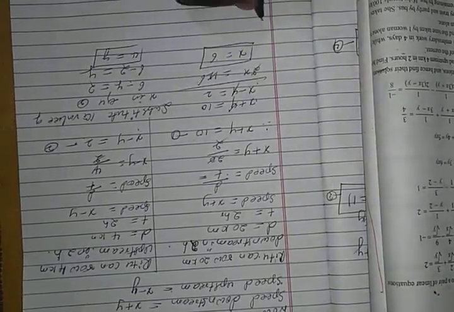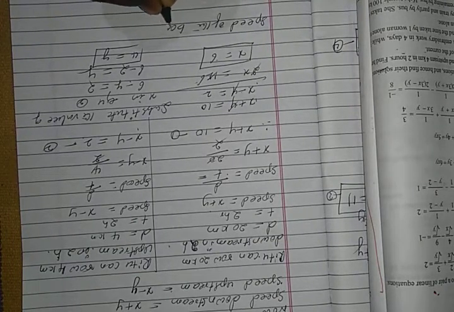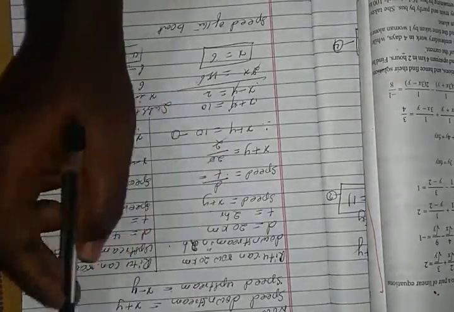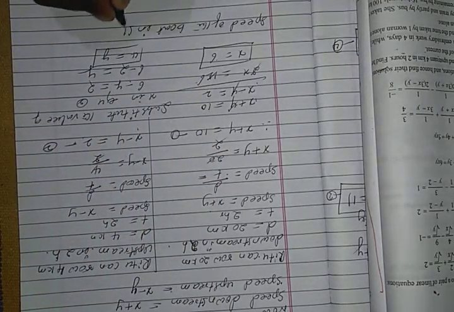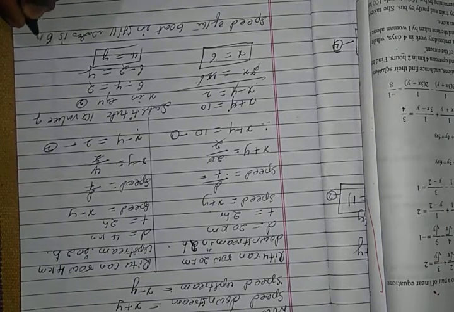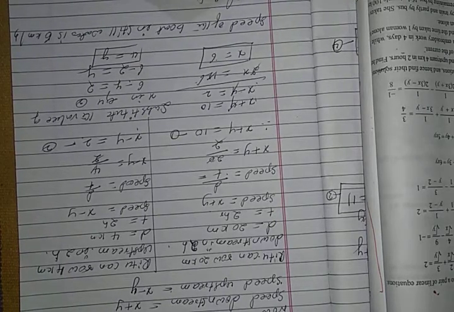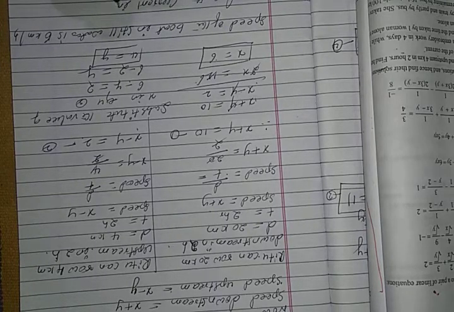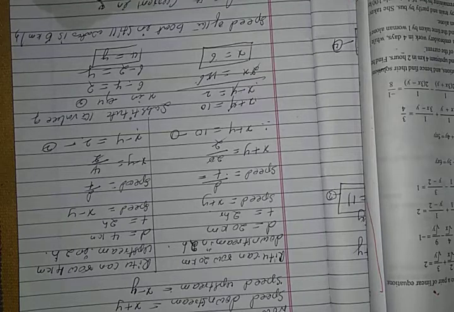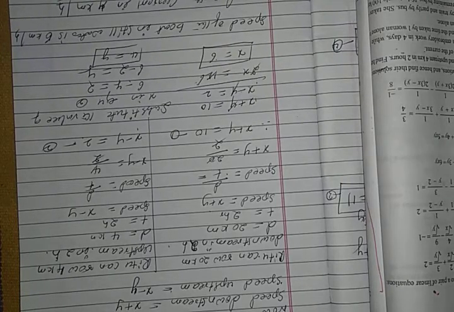Here x is the speed of the boat. The speed of the boat in still water is 6 kilometer per hour. And second one is the speed of the current. What is y? It is 4 kilometer per hour. So this is the solution of the question. Let us see the next question.